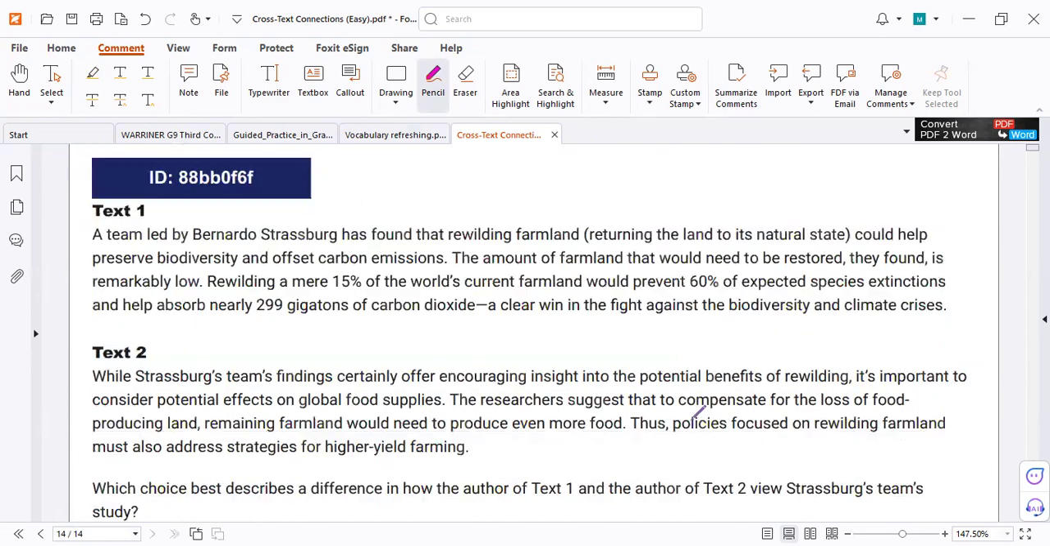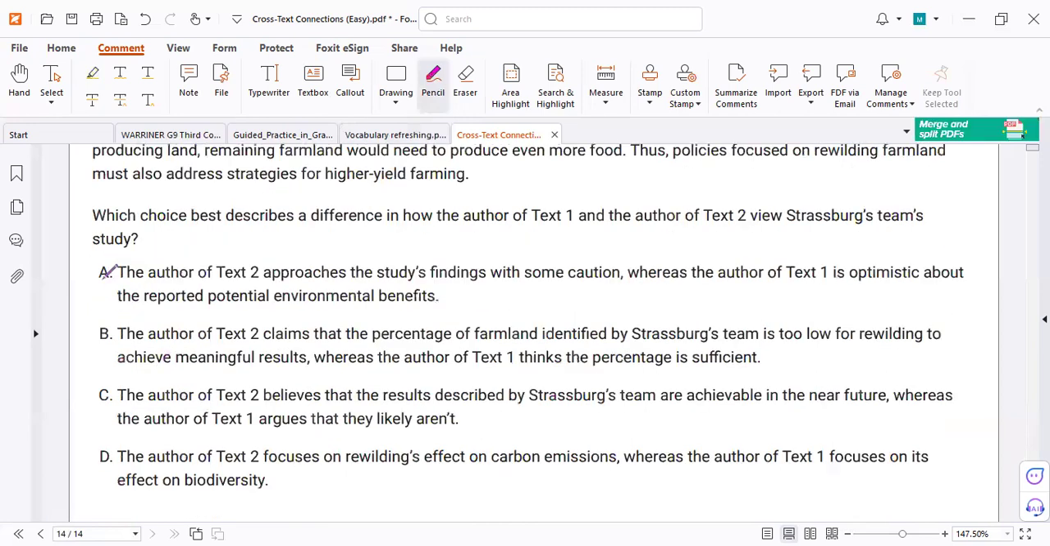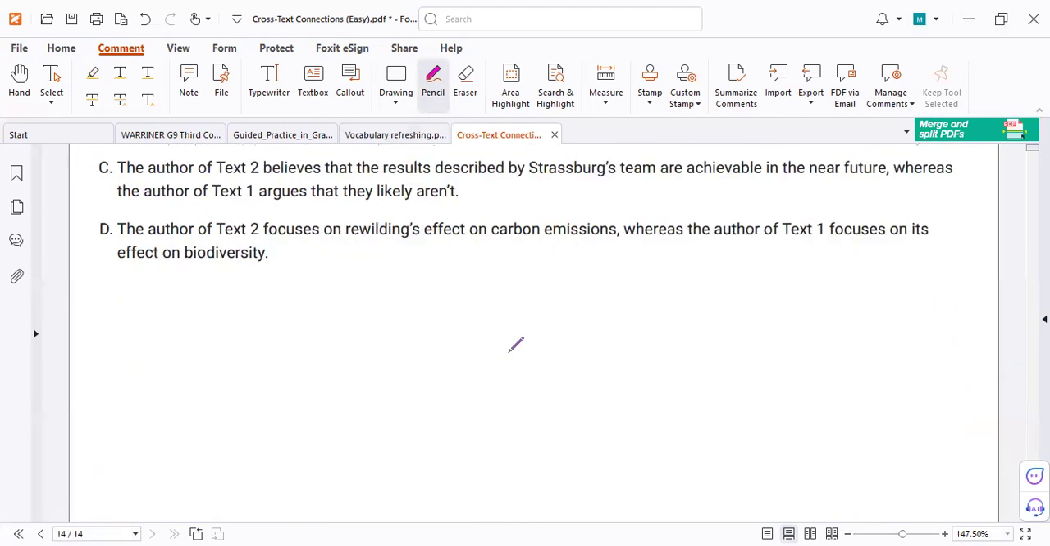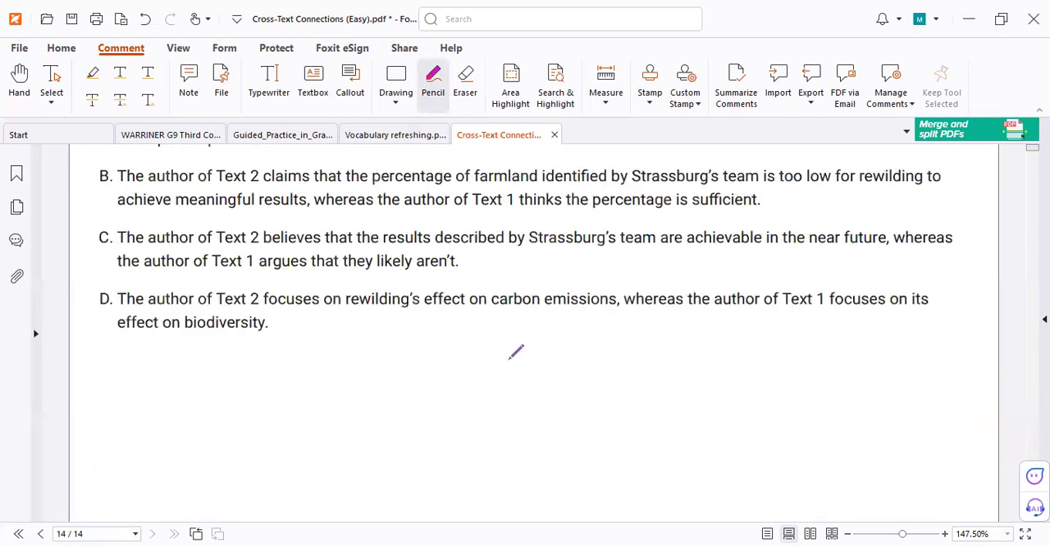Let's try the next. My answer was A. And letter A, it's correct. Good job. That's perfect, and that is the end of the file.